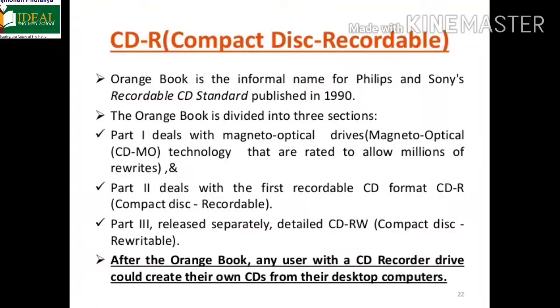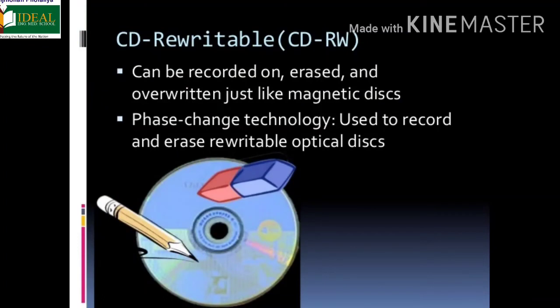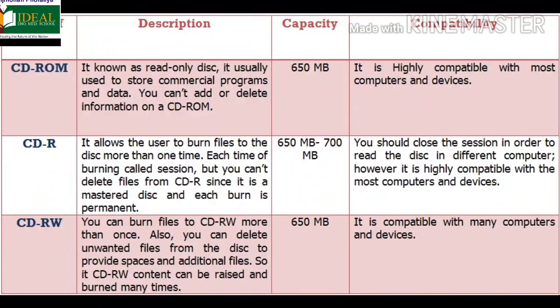CD-R, compact disc recordable. These are blank CDs on which you can write and save the data only once. You need a special CD-RW drive to write and save the data on it. Next is CD-RW, compact disc rewritable. They are known as erasable disks. You can write and save data several times. You need a special CD-RW drive to write on the CD. So these are the CD and its three types.